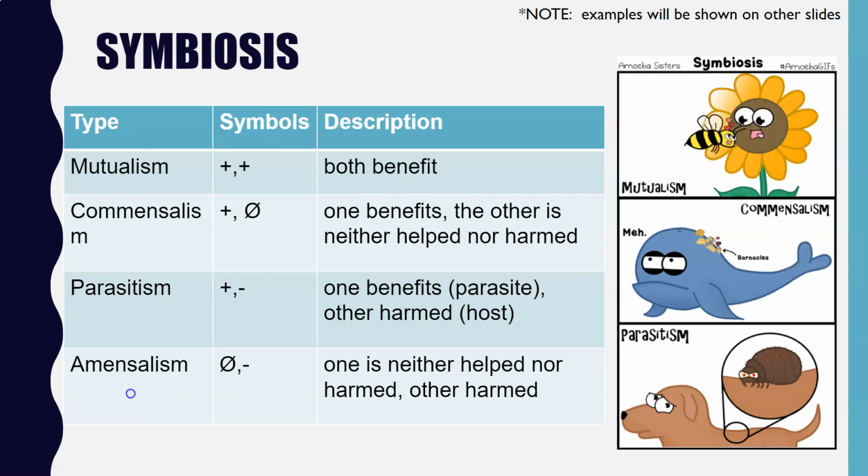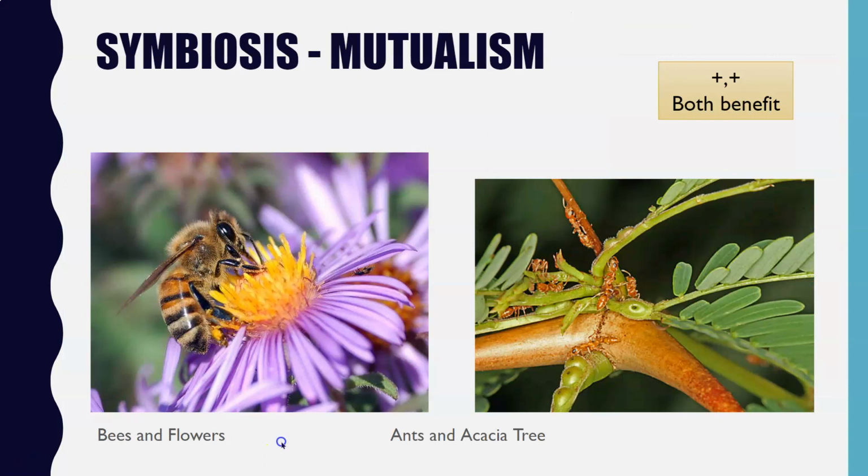It's kind of strange, but we can actually see this in our regular everyday lives. So let's talk about some examples. Mutualism, where both benefit. We have bees and flowers, where the flower is being pollinated by the bee, and the bee is getting the pollen and nectar out of the flowers in order to make honey.